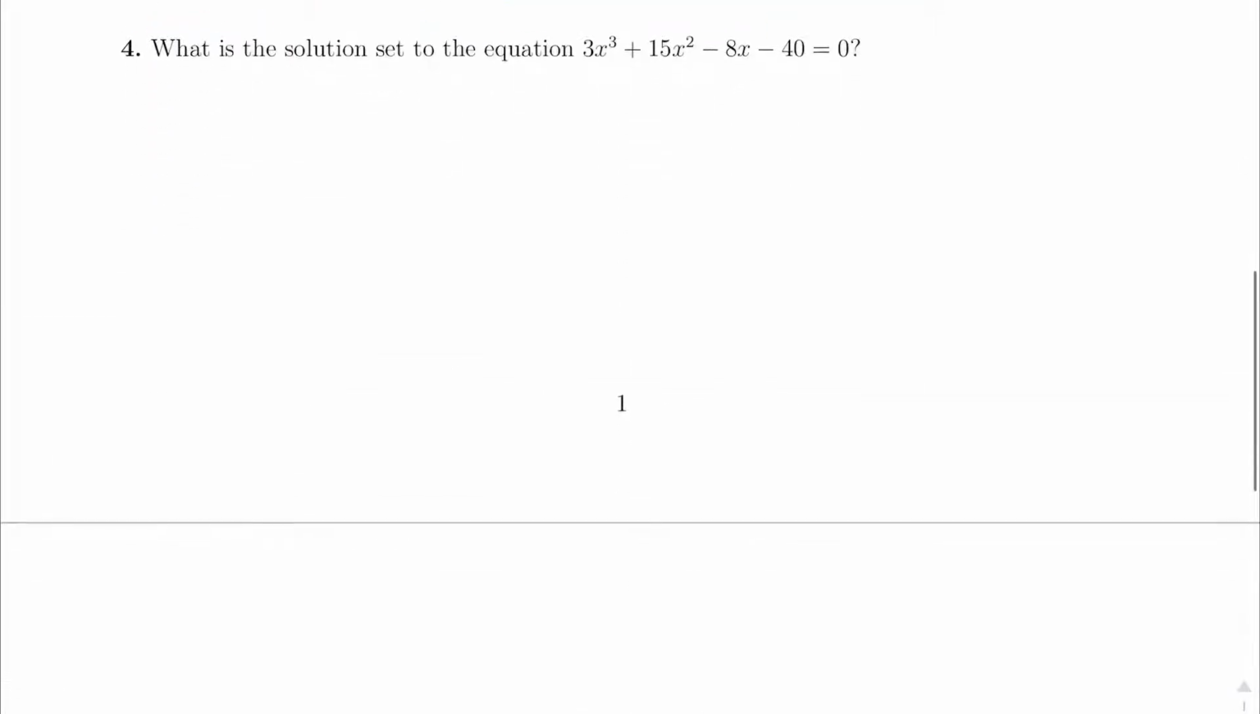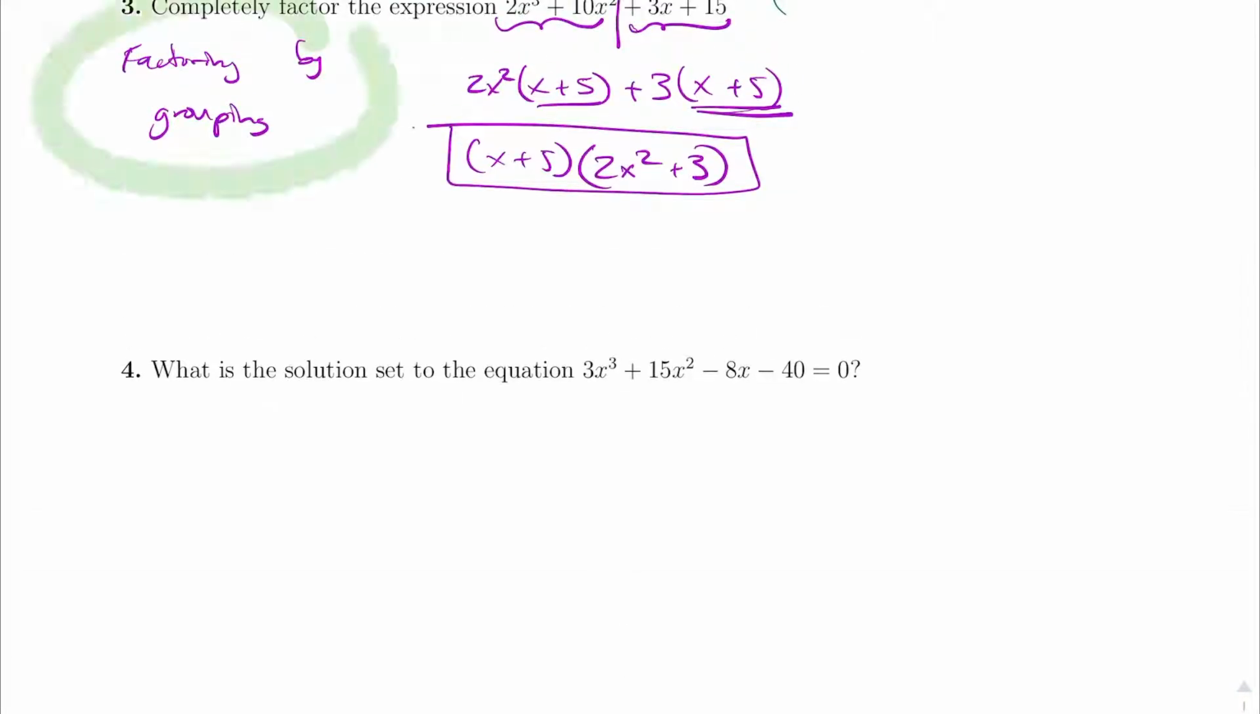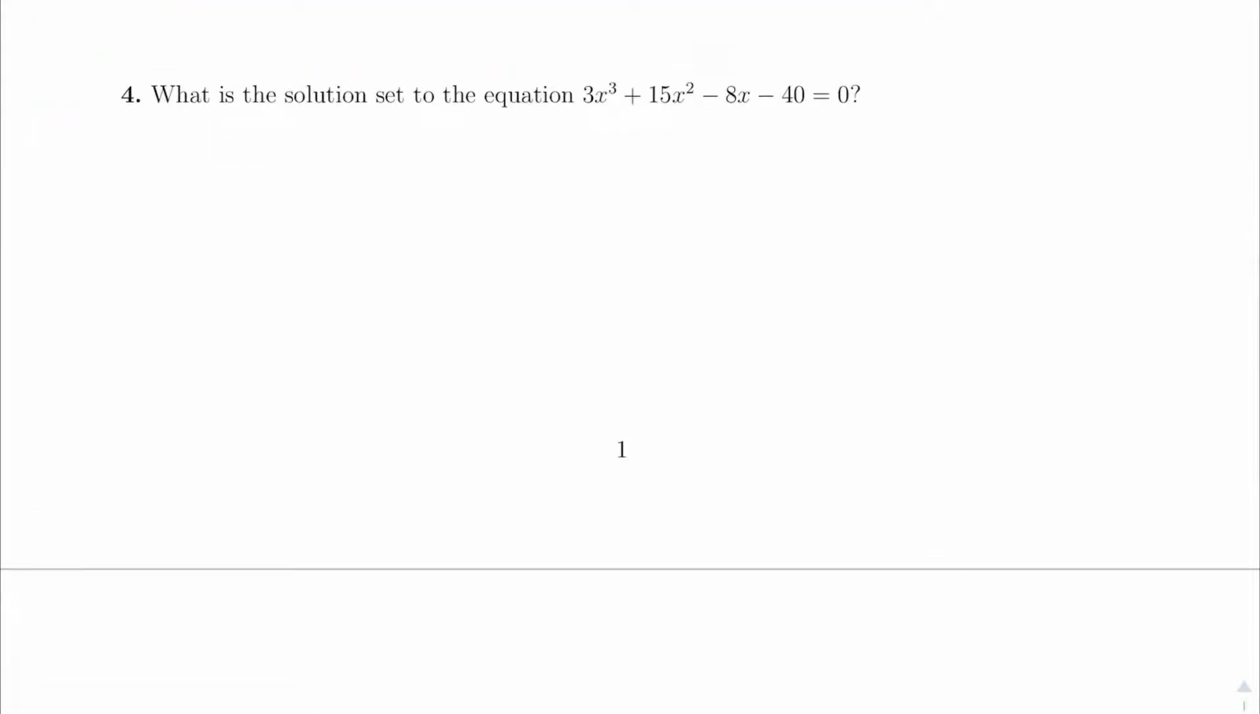Last problem, what is the solution set to this equation? Well, because this has 4 terms, all equal to 0, I'm thinking this is probably another factoring by grouping problem. So let's try it. If we use GCF here, we get 3x squared times x plus 5. Verify that in your head quickly, don't just take my word for it. And then here we know we want to end up with x plus 5. So we're thinking, what do we have to factor out so we get that identical factor here and here?